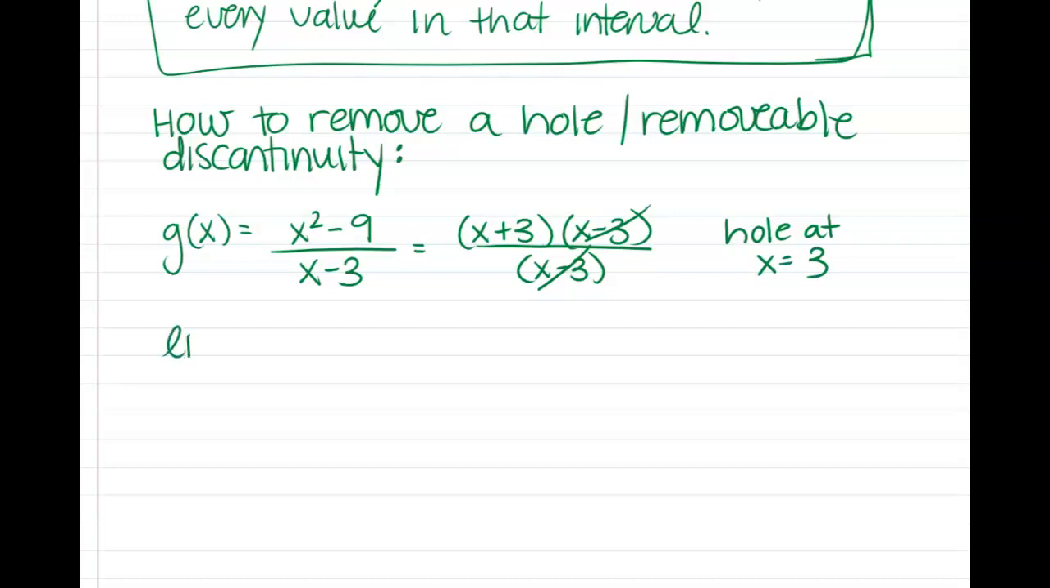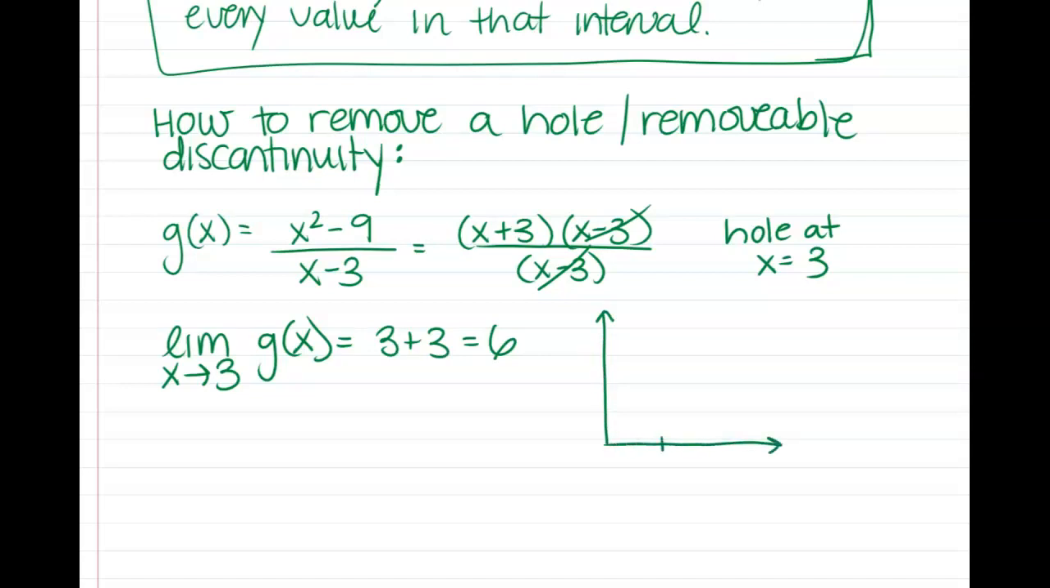So now, if we take the limit as x approaches 3 of g of x, all we're left with up here is x plus 3. So the limit as x approaches 3 is just 3 plus 3, which is 6. Point being, our function will look something like this. This is 3, this is 6. We know there's a hole at 3, but the limit is 6, meaning it looks like it should be 6. So maybe the function does that, okay? Maybe it looks like that.